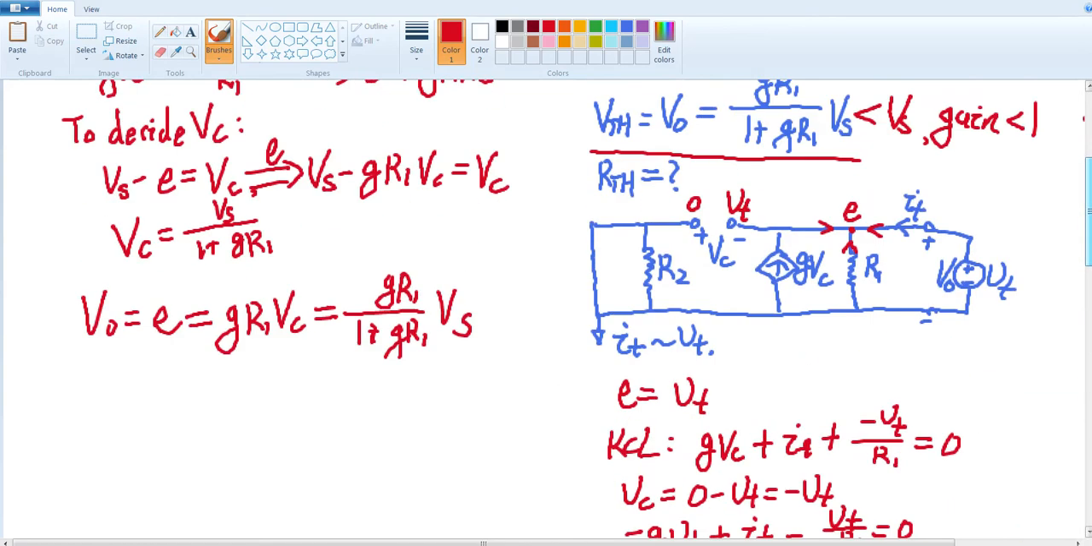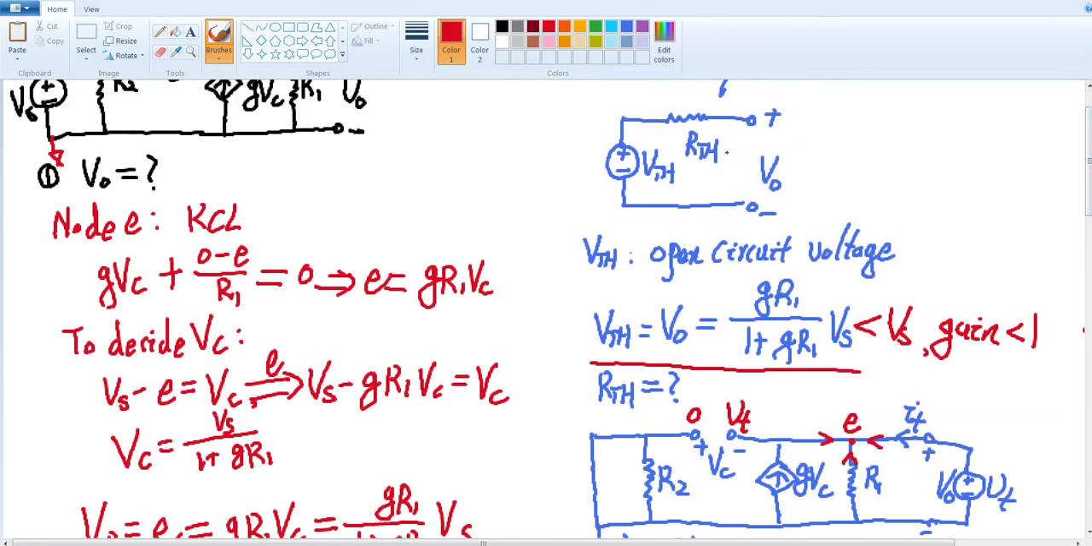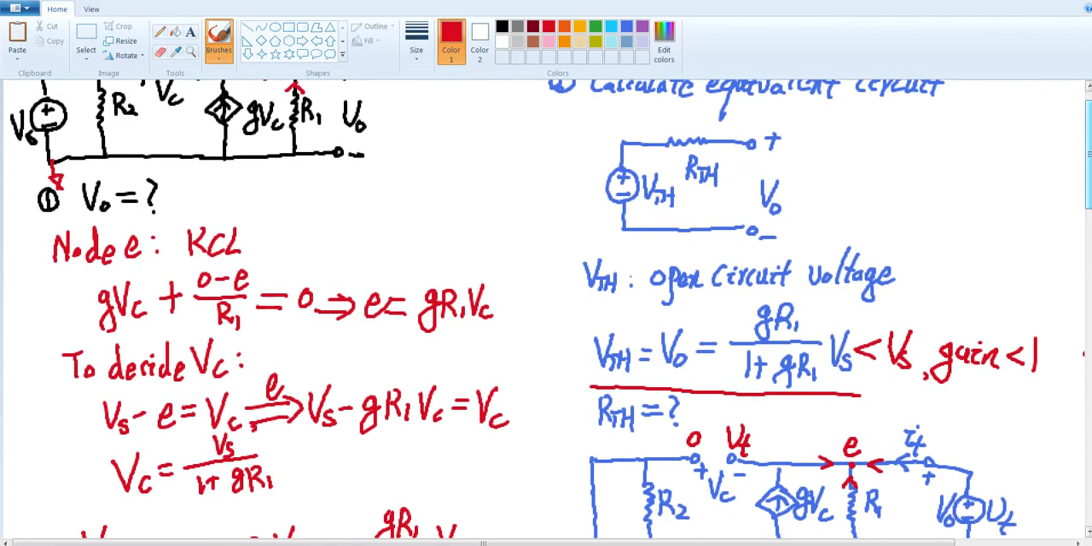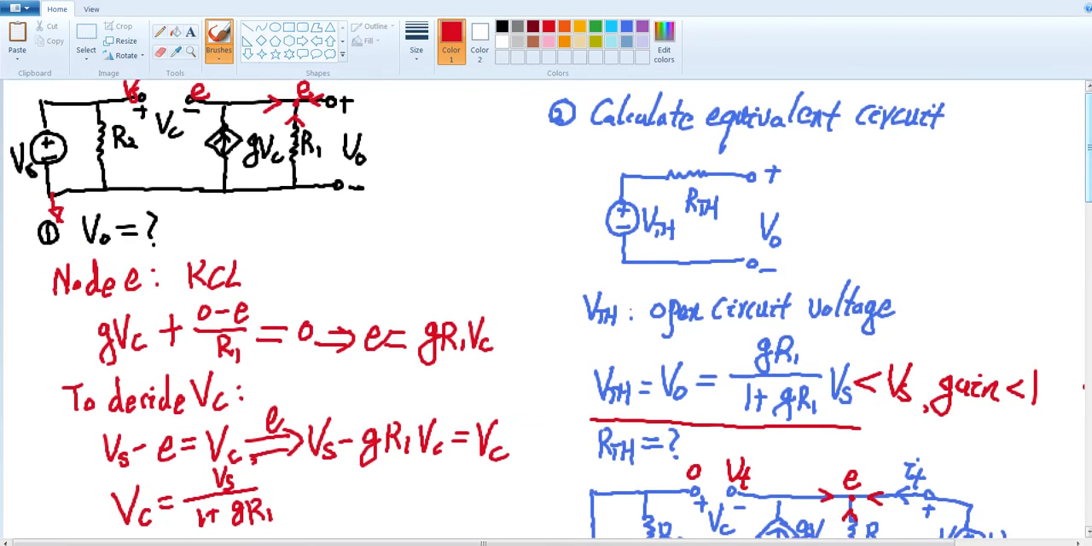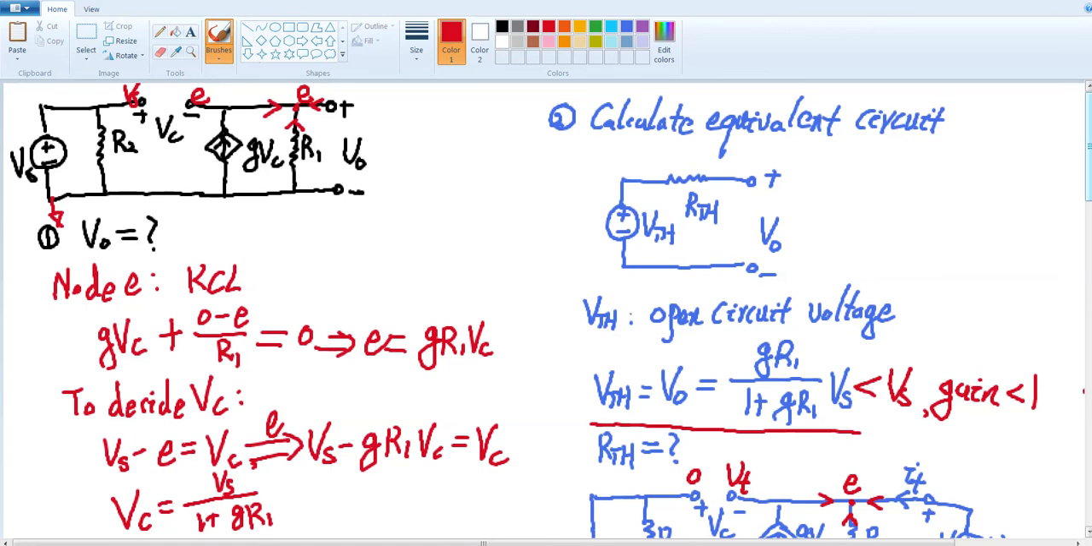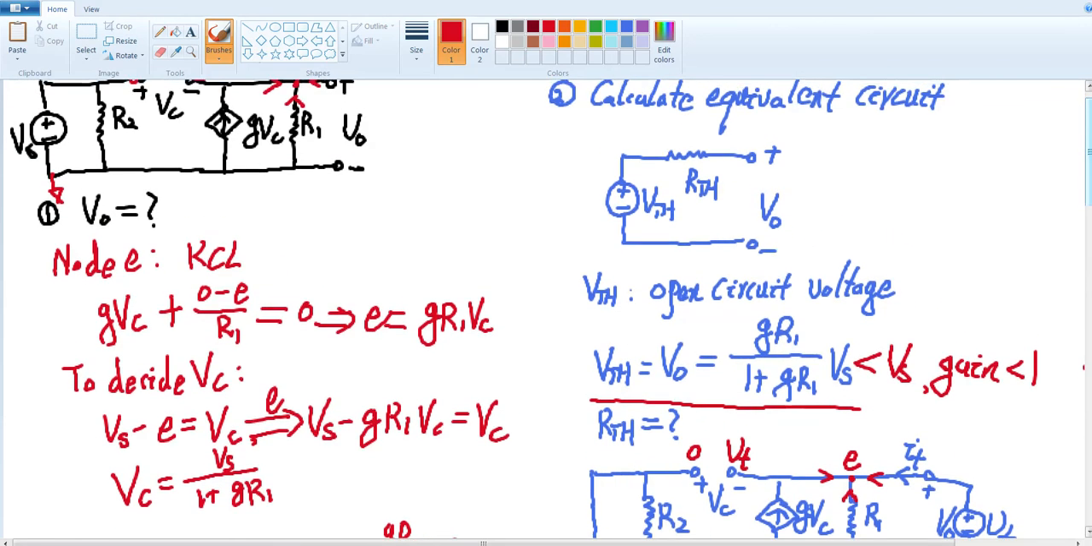That's equivalent to saying that this series resistor is very small, which makes this circuit more like an ideal voltage source. Because for an ideal voltage source, you want the internal series resistor to be as close to 0 as possible. So that's the advantage of this circuit. Basically, it minimizes the output resistance. So this circuit is a very useful circuit as a voltage buffer.